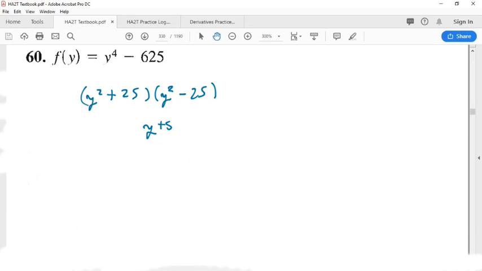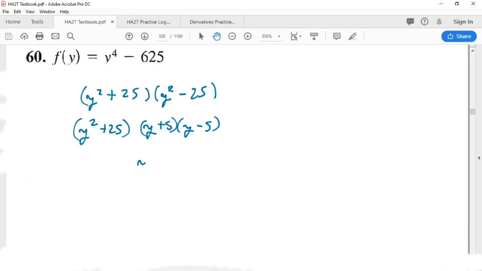Yeah, y plus 5, y minus 5. And then I have y squared plus 25. I can't factor that. Okay, does this just say factor or does it find the zeros? Does it say find the zeros? You've got to find zeros. No, you can't factor this. That's a sum of squares. There's no such thing as factoring a sum of squares.